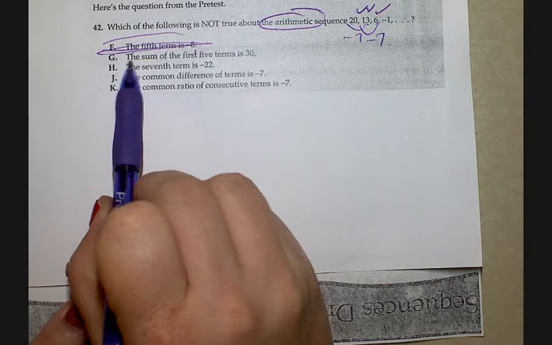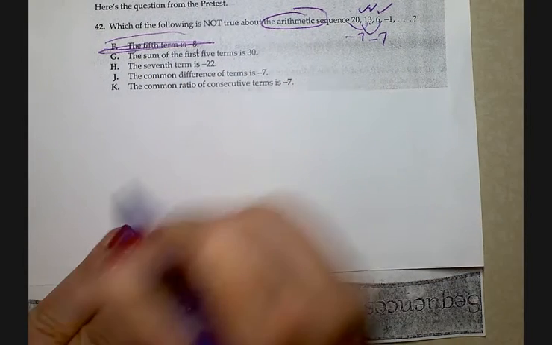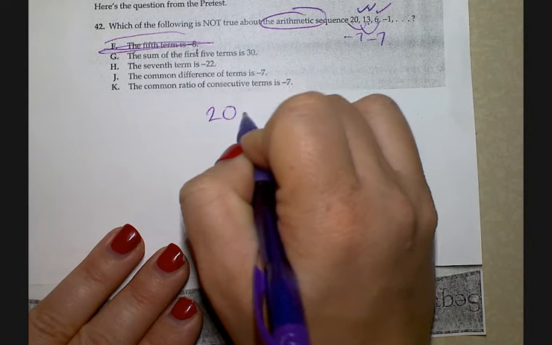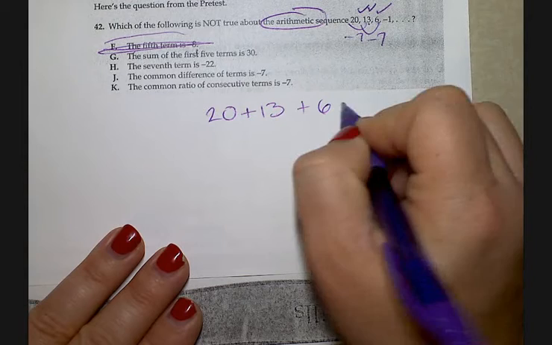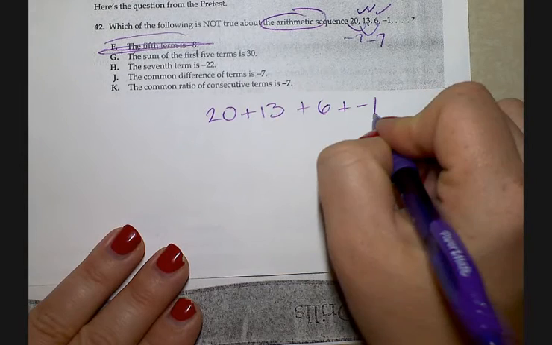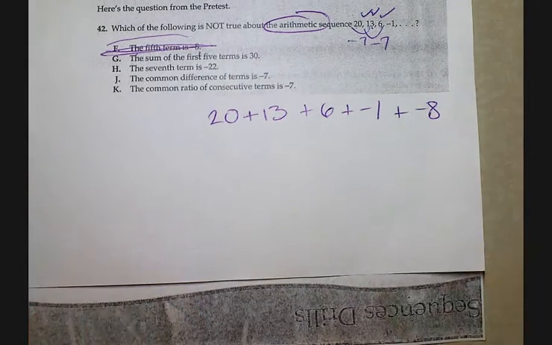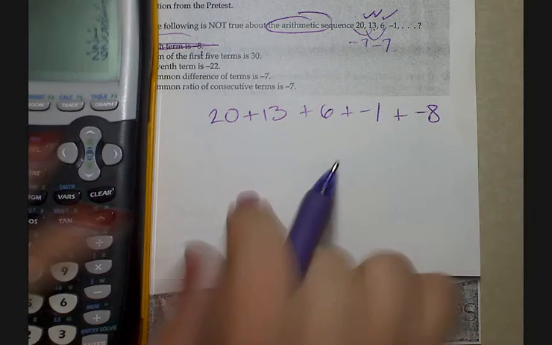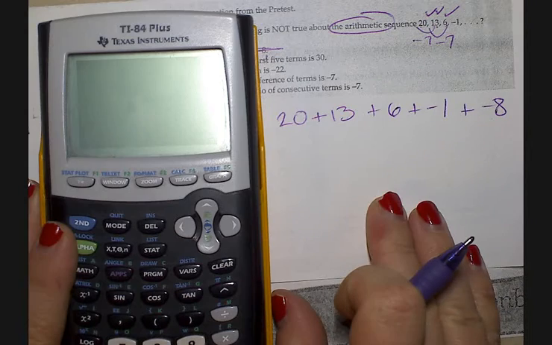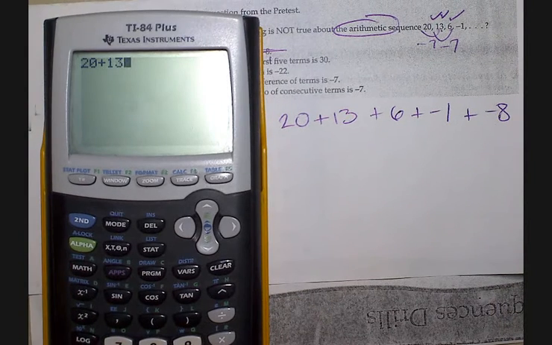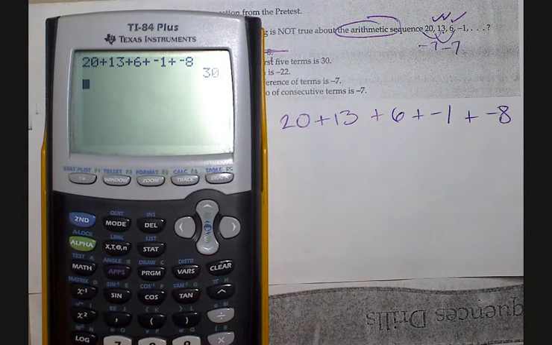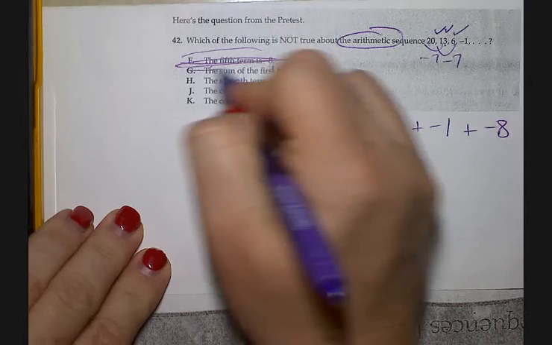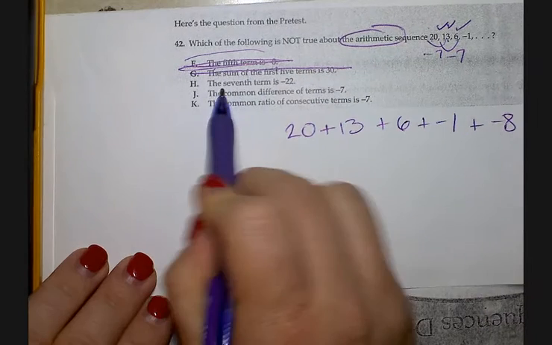The sum of the first 5 terms is 30. There is a formula, but you're going to learn that later. So I'm going to write these down. There's 1, 2, 3, 4, and we just determined the next one is 5. So let's add them up quickly. 20 plus 13 plus 6 plus negative 1 plus negative 8. All written correctly is 30. Okay? G is correct. The 7th term is negative 22.